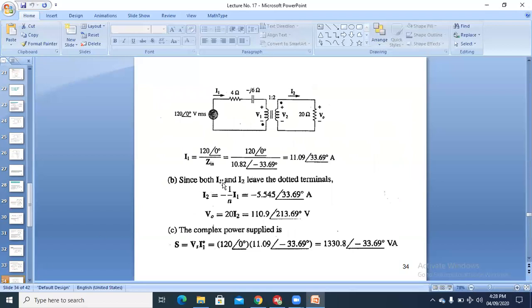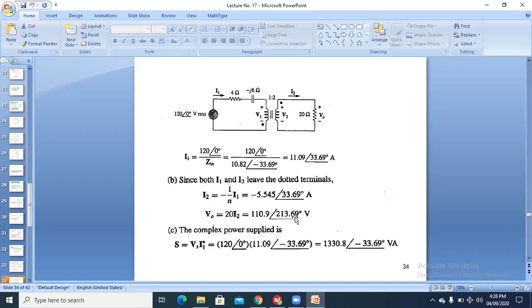So I1 and I2 both leave the dotted terminal, so we have the negative turn ratio. So the value of I2 is I1 divided by minus N. So we get the value of I2. And this Vout is 20 I2, so we will get the value of Vout.